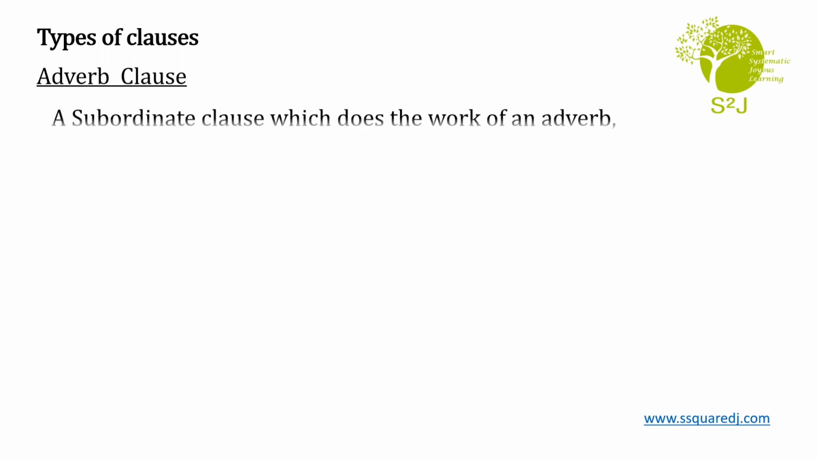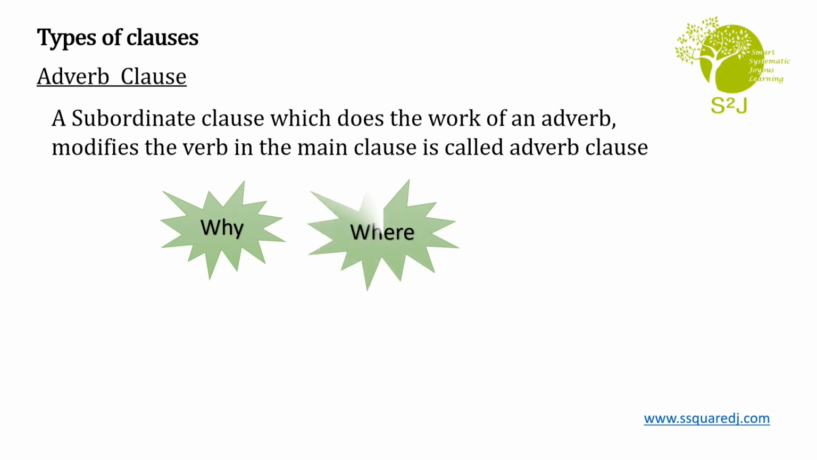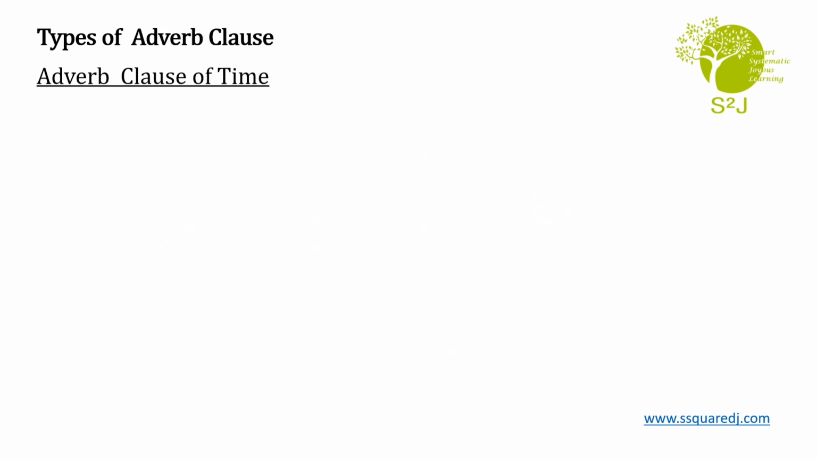Now adverb clause. A subordinate clause which does the work of an adverb, that is, it gives us information about the verb in the main clause. So we ask the question why, where and when to the main clause for our answer. Adverb clause has subtypes. A few we are going to learn in this video and the remaining in the next video. So let us begin with first, adverb clause of time.